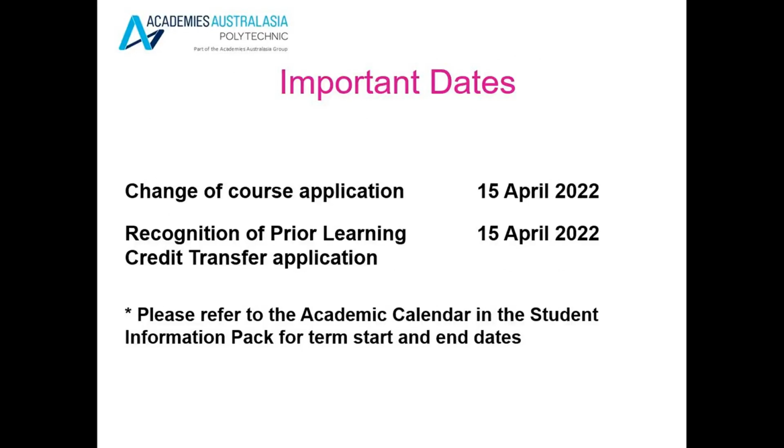Important dates for your course. Now please take note of important dates for your course each term. So these dates include the change of course application, the end date for recognition of prior learning credit transfer application, the end date of term, the results published for that term, and the start of the next term for your course. Please make note of these very important dates for your duration of studies.